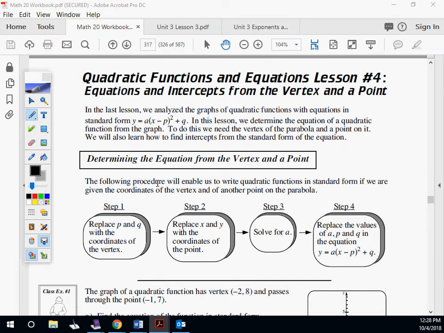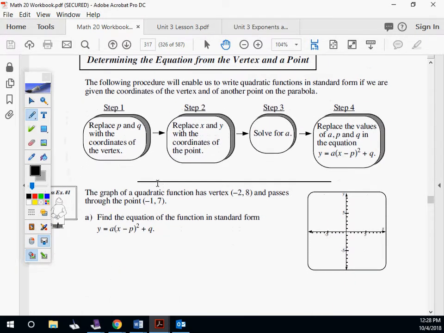Right. Unit 3, Lesson 4. So, equations from intercepts, or a vertex and a point. You're determining the equation of a parabola from the vertex and a point. We kind of did some of that already. In the warm-up, I gave you a vertex and an A. Now in this section, you get a vertex and a point.